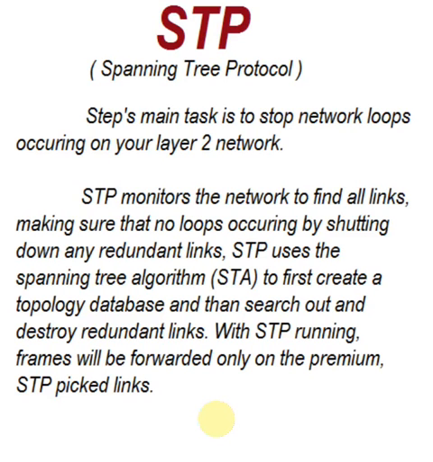STP stands for Spanning Tree Protocol. STP's main task is to stop network loops occurring on your layer 2 network. STP monitors the network to find all links, making sure there are no loops occurring by shutting down any redundant links. STP uses the spanning tree algorithm to first create a topology database and then search out and destroy redundant links. With STP running, frames will be forwarded only on the premium STP picked links.